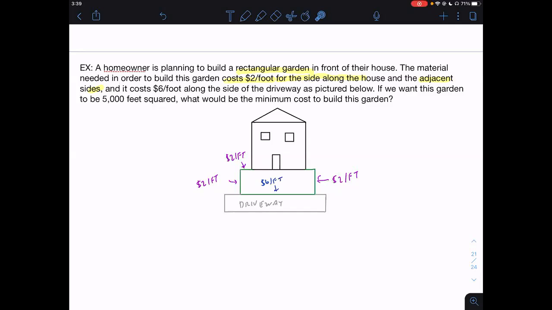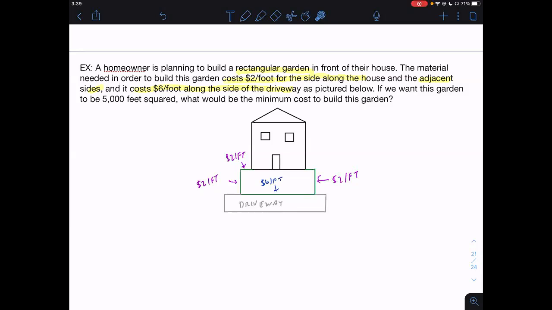But then the material that we need for the side along the driveway will cost $6 a foot. So here we have the side on the bottom, opposite from the house, but along the driveway. So the driveway will be in front of this garden.